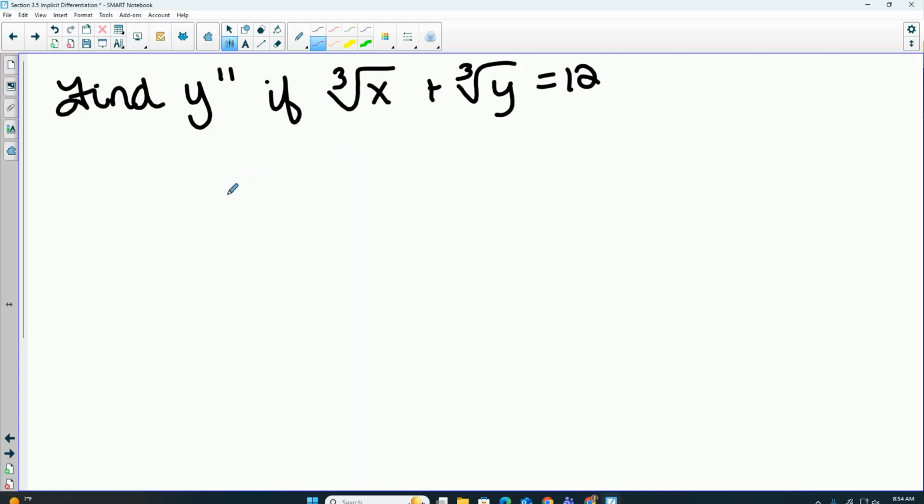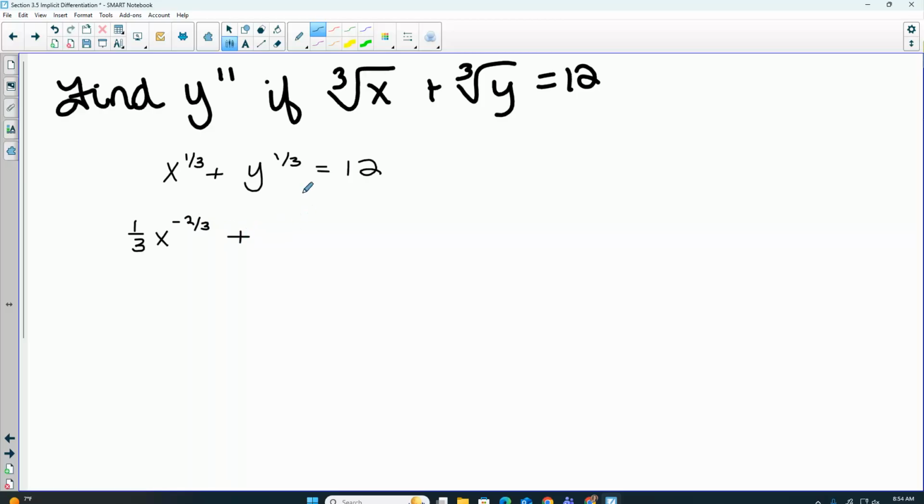It'll probably be helpful to rewrite this. The cube root of x would be x to what power? The cube root of y would be y to the 1/3, equals 12. So if we do this derivative, the 1/3 comes down, x, if you subtract 1 from the power, that's negative 2/3.